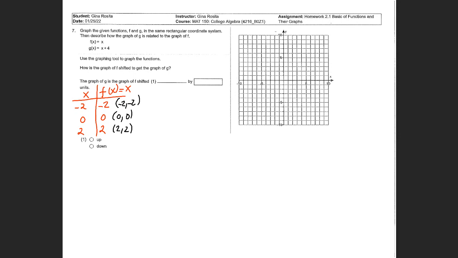Okay, now g of x. This is x, this is g of x equal x plus 4. Okay, so negative 2, 0, and 2. Just solve, yeah? Negative 2 plus 4, the answer is 2. 0 plus 4, the answer is 4. 2 plus 4, the answer is 6. So we can find the points here: negative 2 and 2, 0 and 4, and 2 and 6.